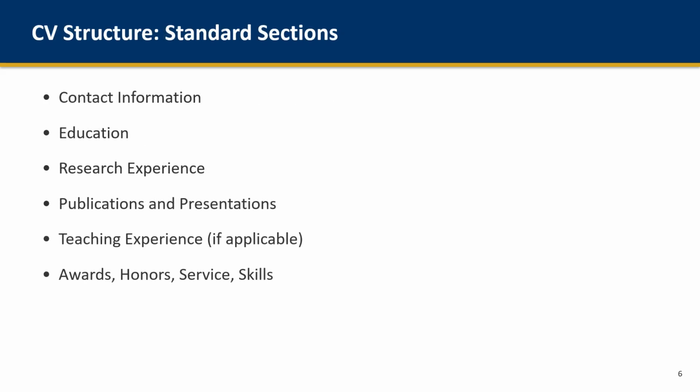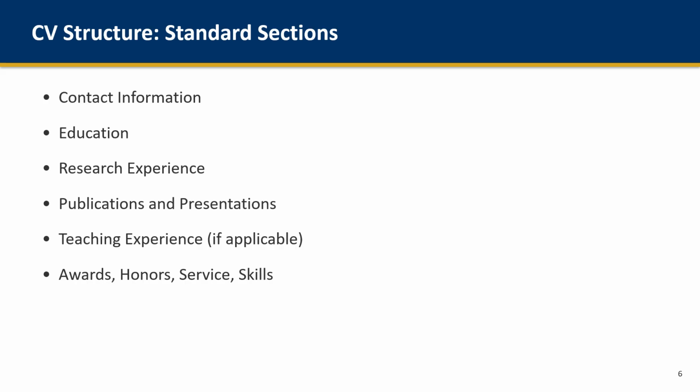Academic CVs follow a standard structure with recognized sections. Contact information appears at the top: name, address, email, phone, and sometimes professional website or ORCID identifier. Make it easy for people to reach you. Education comes next, listing degrees in reverse chronological order with institution, degree, field, and date.